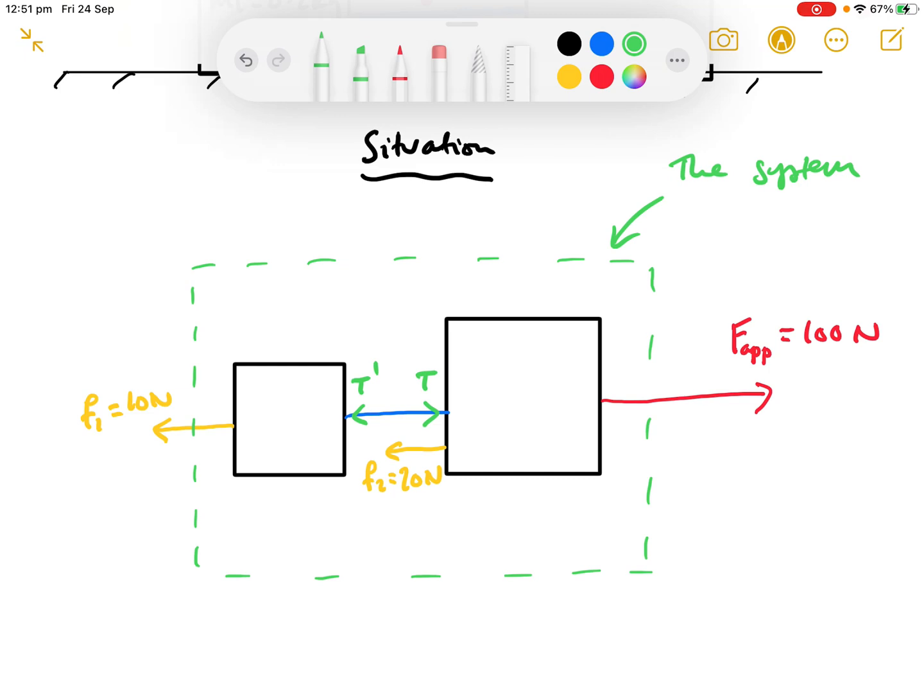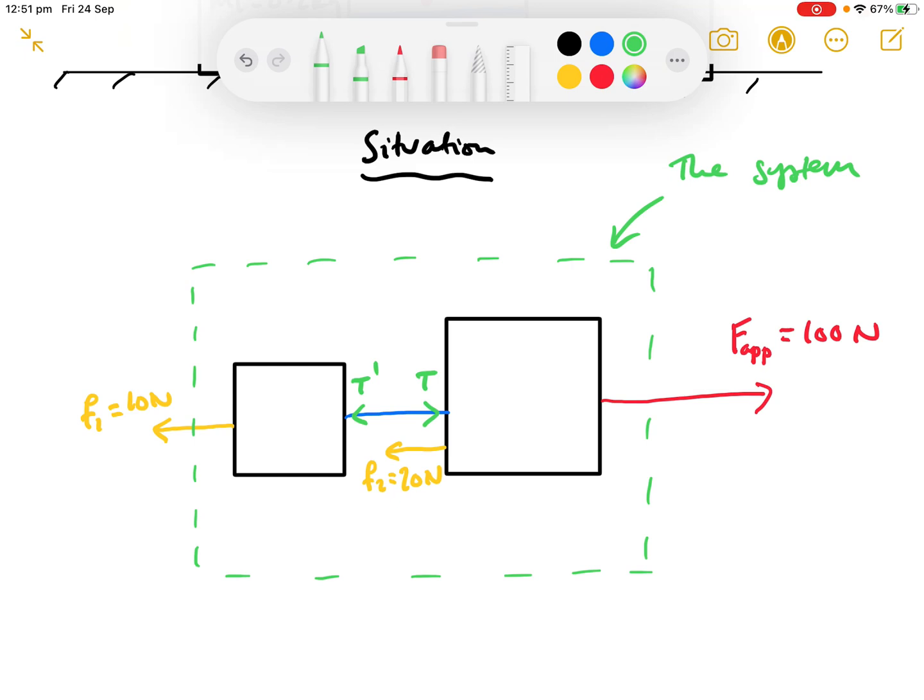Now just observe one thing here before we proceed. The applied force of 100 newtons can be thought of as applied to the entire system. The two frictional forces can also be thought of as applying to the whole system, because they both oppose the motion of one of the blocks, therefore they oppose the motion of the system. But the two tension forces are very much internal, as we shall see. Okay, this will become clear when we do an example.